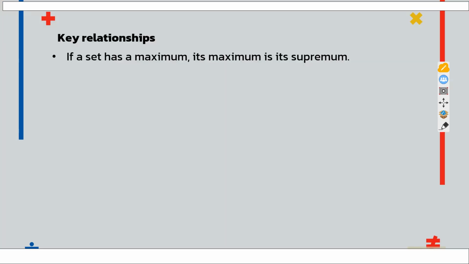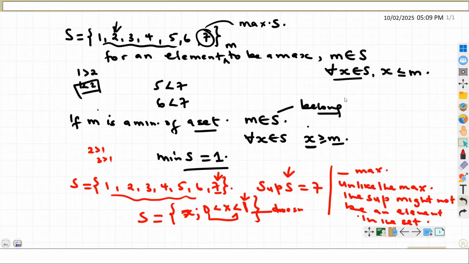Next, we shall talk about the next relationship, and we shall say if a set has a minimum, then its minimum is its infimum. That is one of the examples we have seen. This set here has a minimum which is 1, but at the same time this is also the infimum. So so long as the set has a minimum, then that minimum will qualify to be called the infimum.